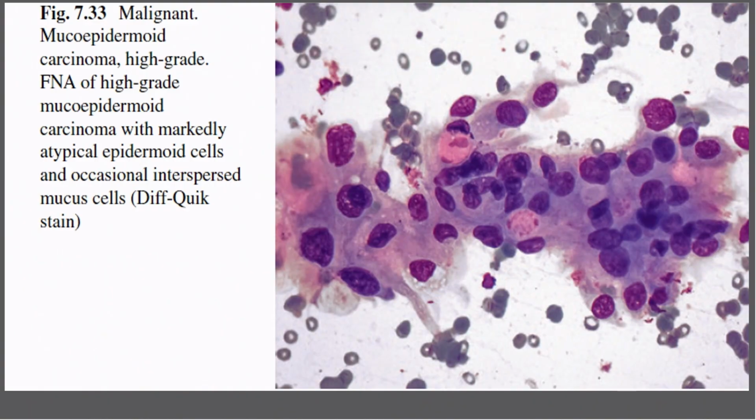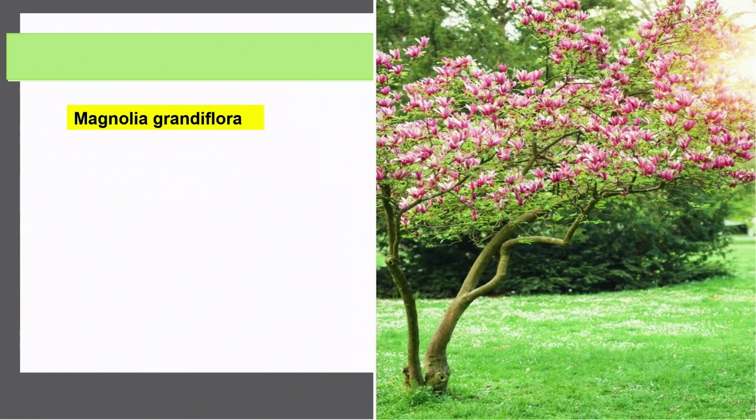Another possibility is, of course, a high-grade MEC with these marked epidermoid cells, in which you can see some sort of a spindle component, and you can see the malignant features of this entity.